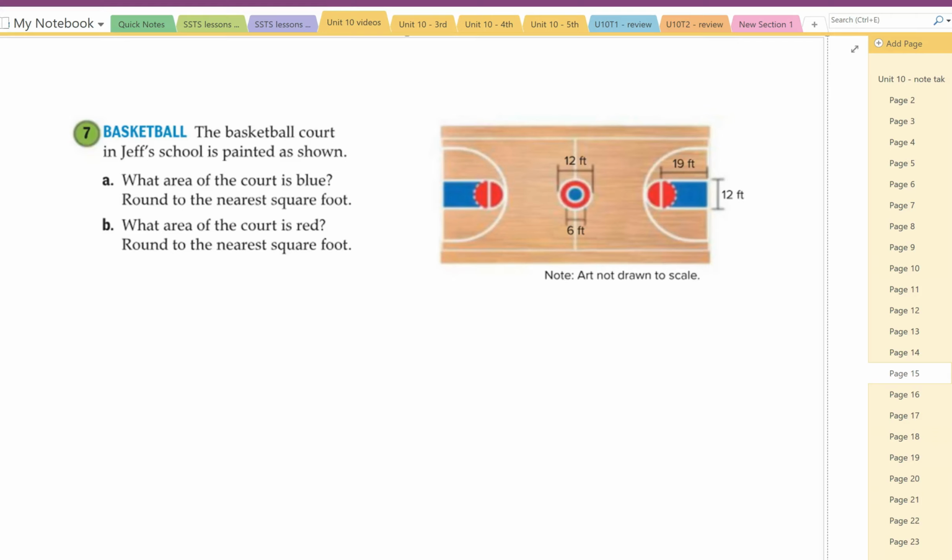So here we have a basketball court, and part of it's painted red, part of it's painted blue. And it wants us to figure out what's the area of the red, what's the area of the blue, and then we'll move on from there. Okay, so the area of the red and the blue, you can kind of see where each one is. I'm actually going to do the red first because I think it's going to be a little bit easier if I do it that way.